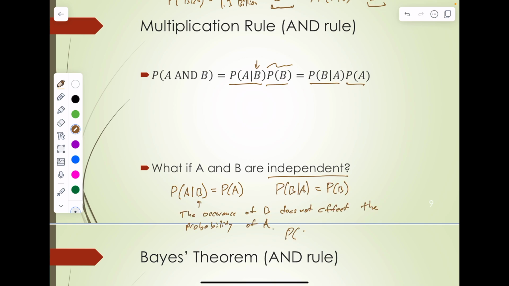The probability of A and B is going to equal the probability, right? So in general, it equals the probability of A given B times the probability of B. But if they're independent, then the probability of A given B is the same thing as the probability of A. And so if they're independent, then the probability of them both occurring at the same time is just the multiplication of the two probabilities. So that's nice and easy. So we like independent events.